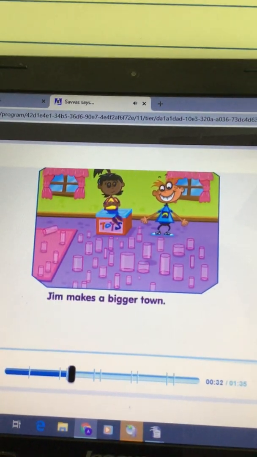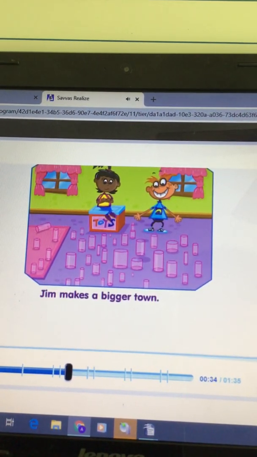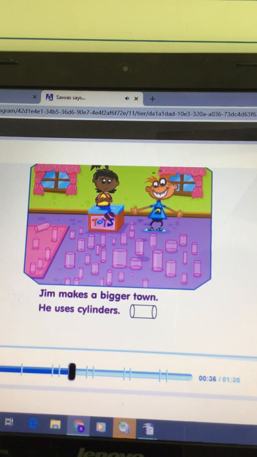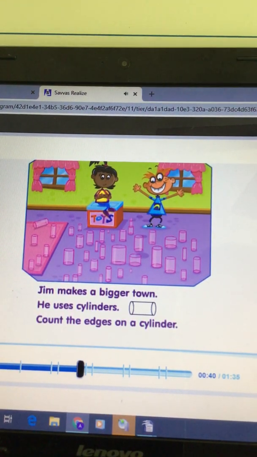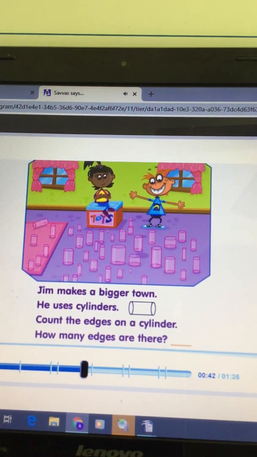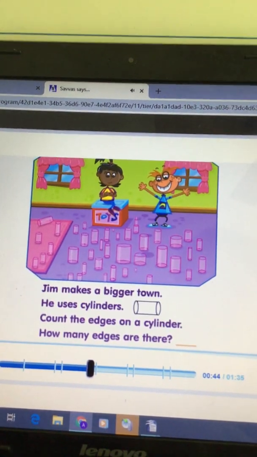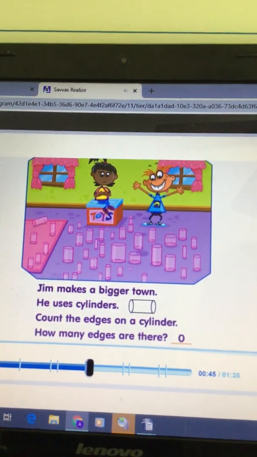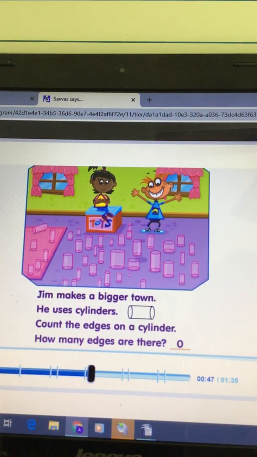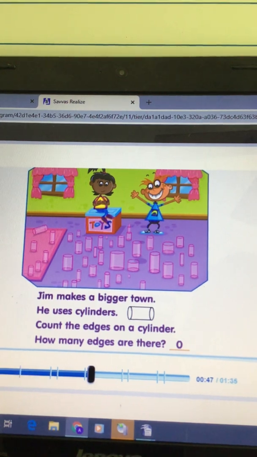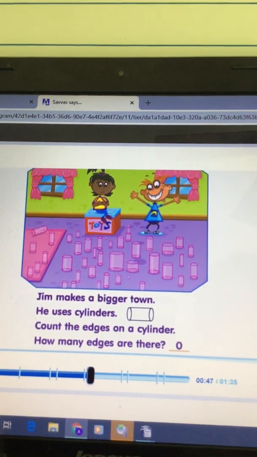Jim makes a bigger town. He uses cylinders. Count the edges on a cylinder. How many edges are there? 0. So edges are a pointy part or where two flat parts meet. Since a cylinder doesn't have that, it has 0.